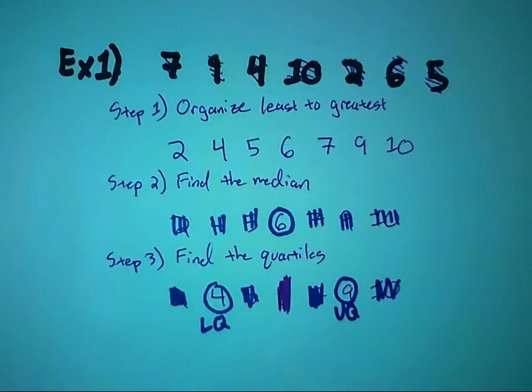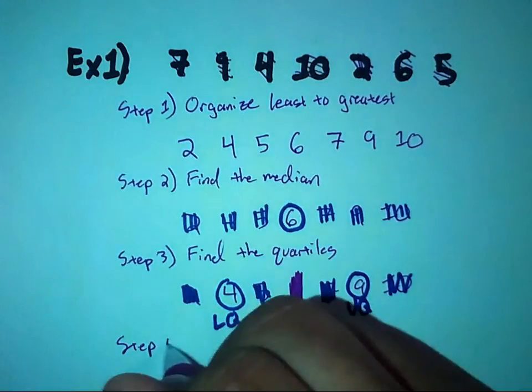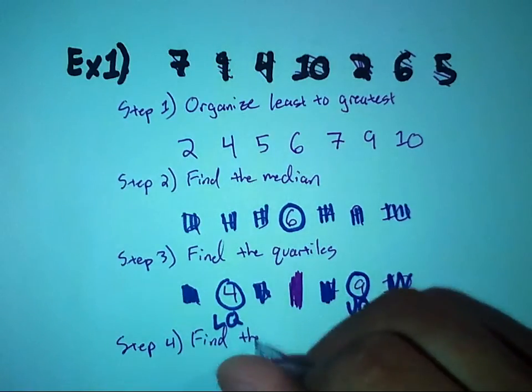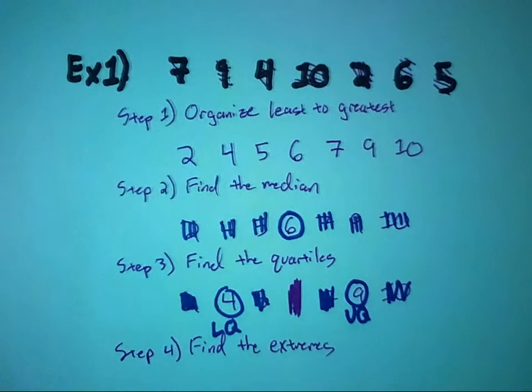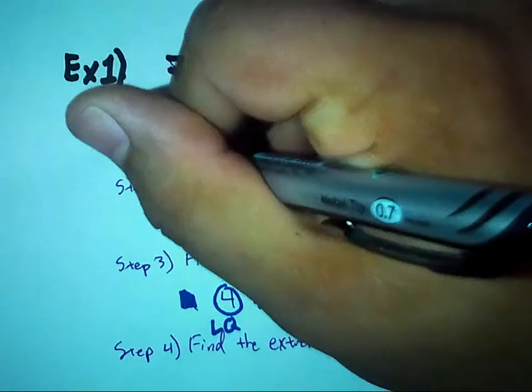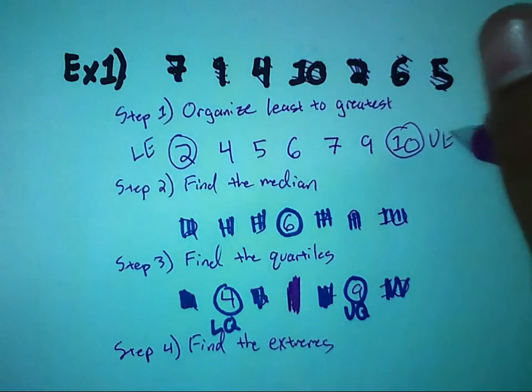Step 4 is probably the easiest one. You don't really have to do too much extra work. Step 4, we have to find the extremes. Now, some people might start off with this because it's the easiest thing in the world to find. All you have to do is go back and look at your data and say, hey, you're the smallest number. Hey, you're the biggest number. So you would be the lowest extreme, and you would be the highest extreme, or the upper extreme.